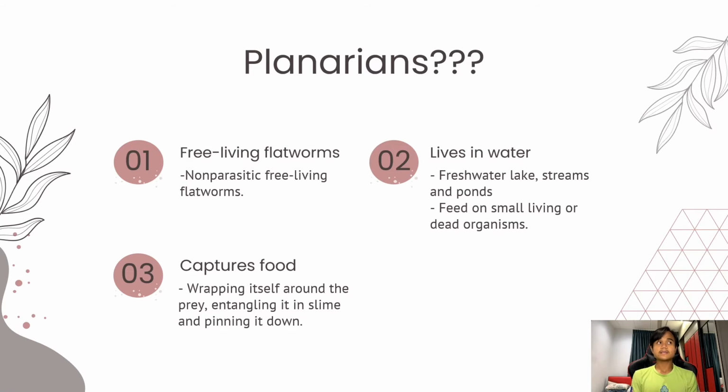Next, what is a planarian? Planarians are free-living flatworms, non-parasitic free-living flatworms to be exact. They live in water, such as in freshwater lakes, streams, and ponds. They feed on small living or dead organisms. Planarians capture food by wrapping themselves around the prey, tangling it in slime and pinning it down.